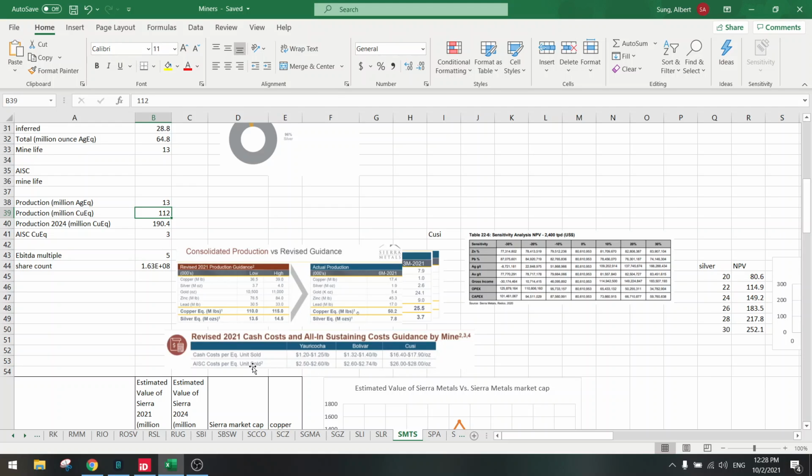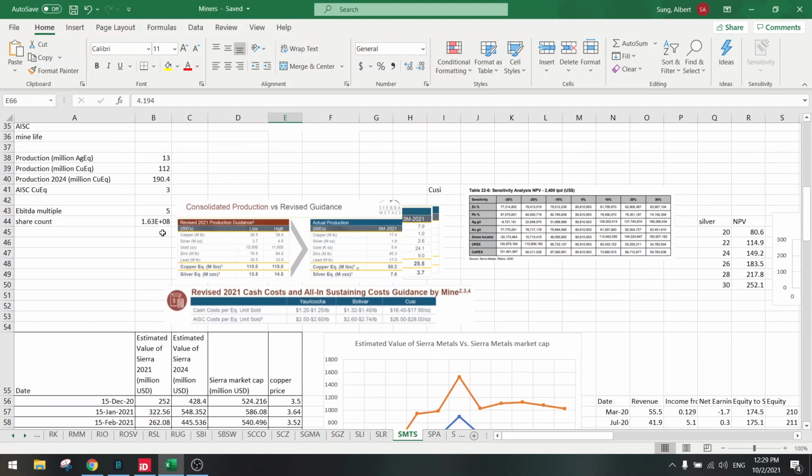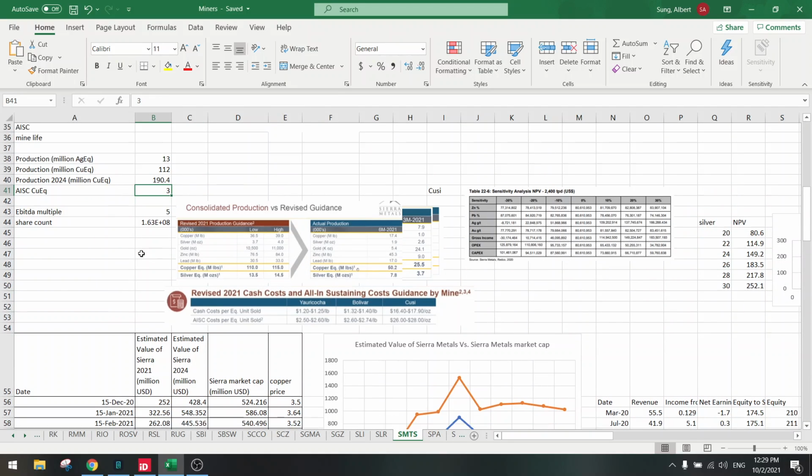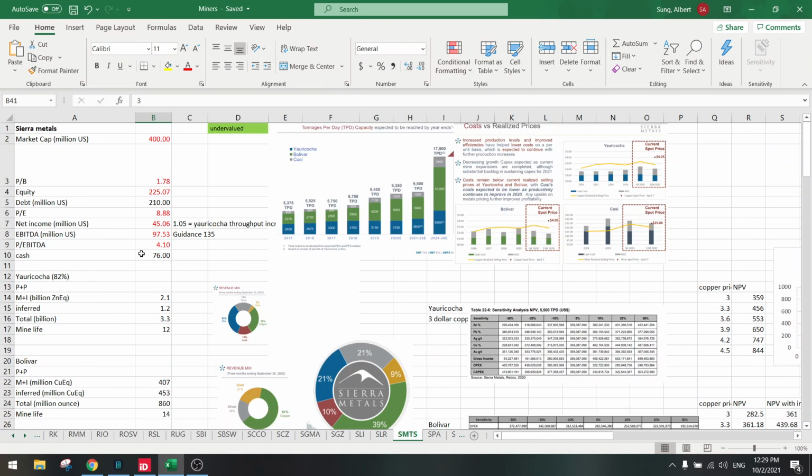I have taken 3 dollars AISC because I think inflation is rising, and also the silver price going down means that the copper equivalent AISC will be higher. So I took an estimate of 3. So this company is still profitable. We are at a copper price of 4.2. So this company makes money. And that money is around $40 million per year.